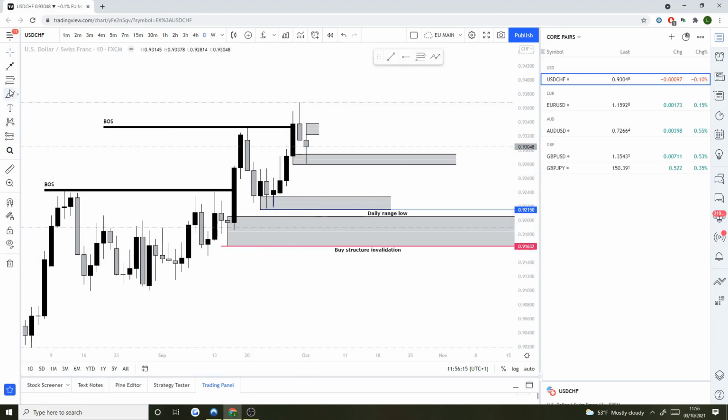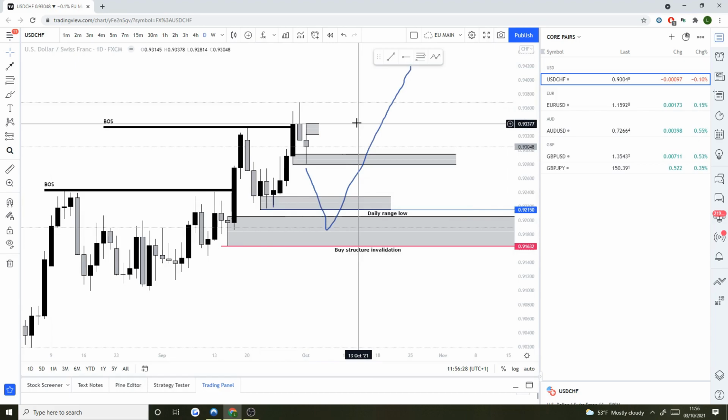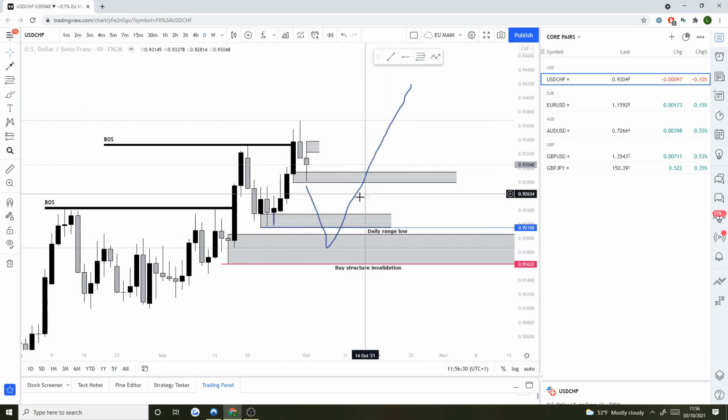So if we do see price fail to respect our initial POI and our extreme POI, then this here, the daily impulsive POI, price could respect that and just play off there, grabbing liquidity from this daily low here. So I'd also be happy to trade off that.